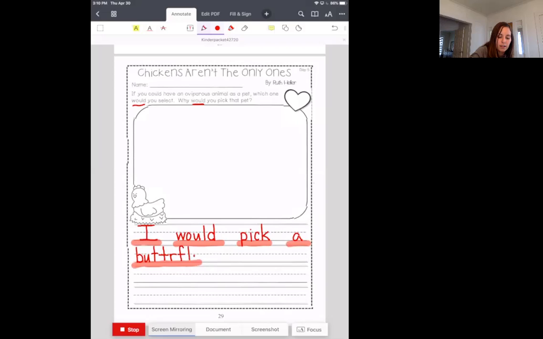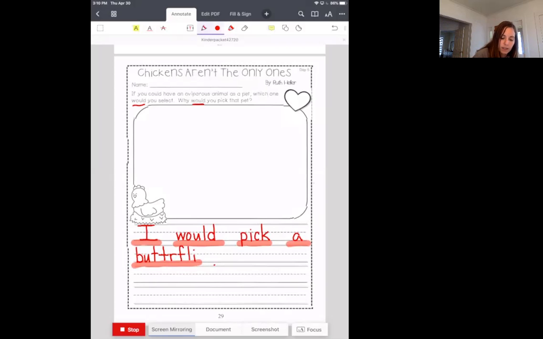Now that is not how you spell the word butterfly, but if you can hear those sounds and get those letters onto your page, that would be awesome. It's close enough. I would pick a butterfly as a pet, ooh, I can keep writing my sentence. Remember, I had a lot of words in the sentence. I would pick a butterfly as a pet. Let me count, as a pet. Okay, three more words. So let me get my spaces there.